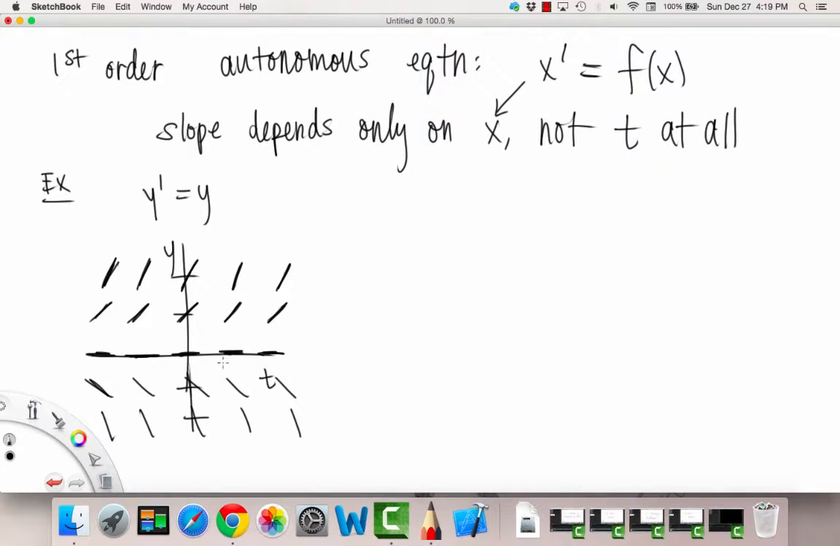The only thing that does depend on t is when you have a specific initial condition, and then you can pin down an exact point and figure out which curve you're actually looking at. But right now we're not going to be doing that, okay?